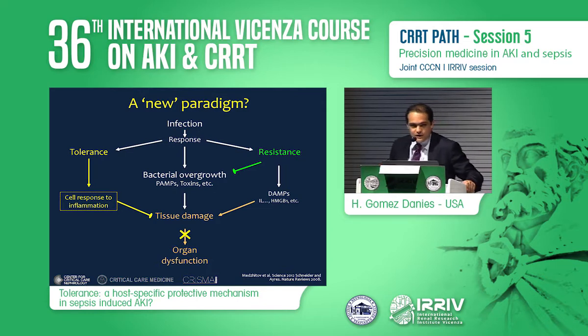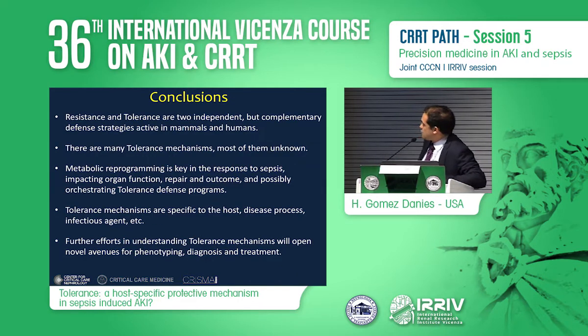protect from organ dysfunction. And just to conclude, resistance and tolerance are two independent but complementary defense strategies active in mammals and humans. There are many tolerance mechanisms. Most of them are unknown. The field is ripe for investigation. Metabolic reprogramming is key in the response to sepsis, impacting organ function, repair, and outcome, and possibly orchestrating some of these tolerance mechanisms. Tolerance mechanisms are specific to the host, disease process, and infectious agent.